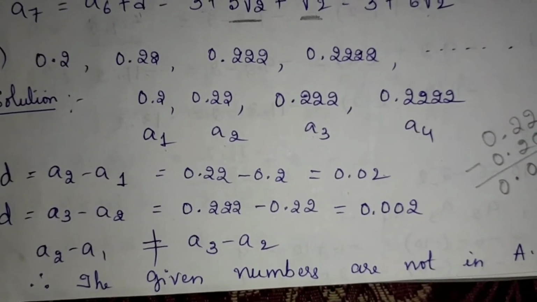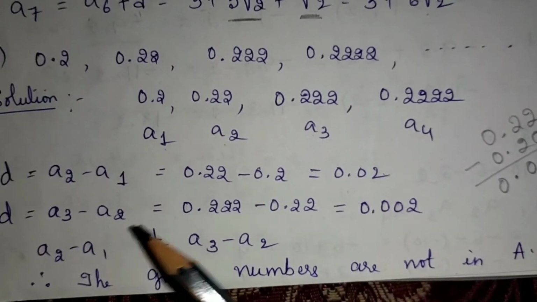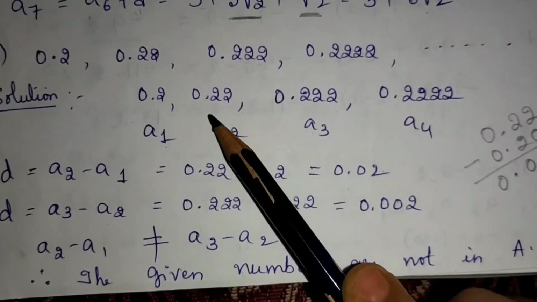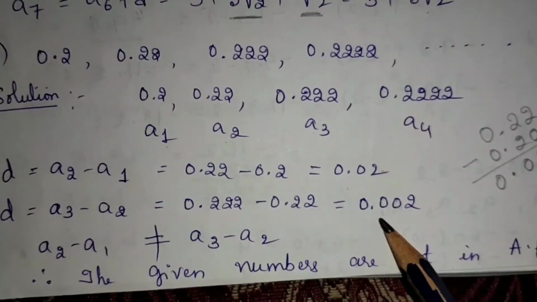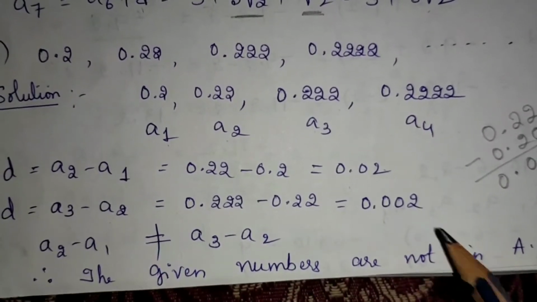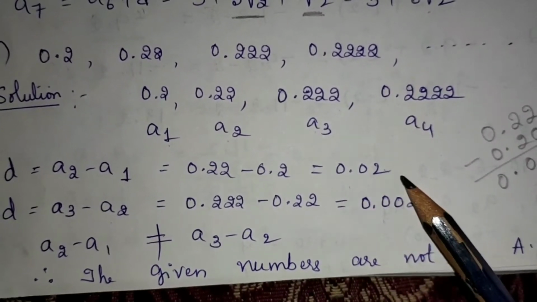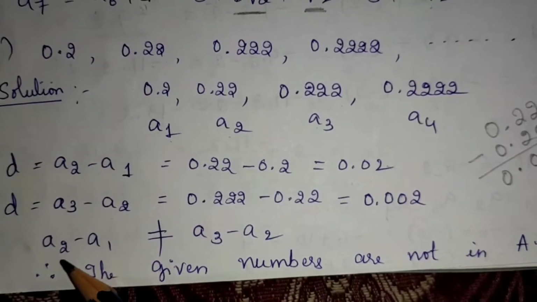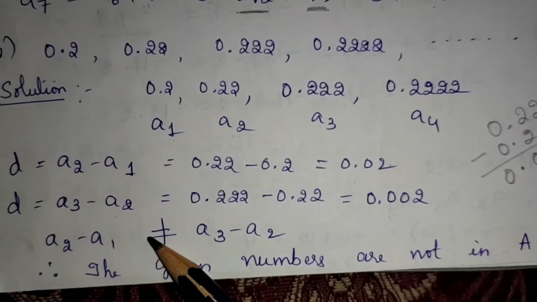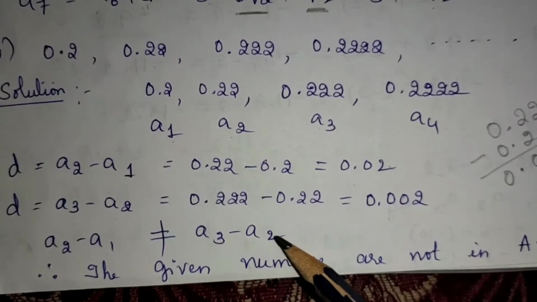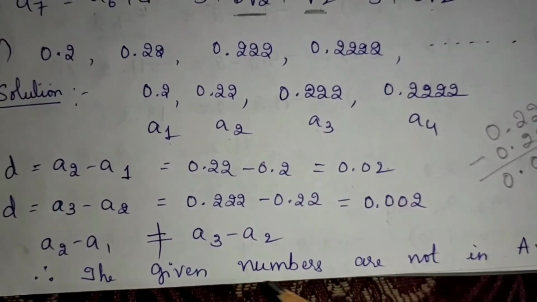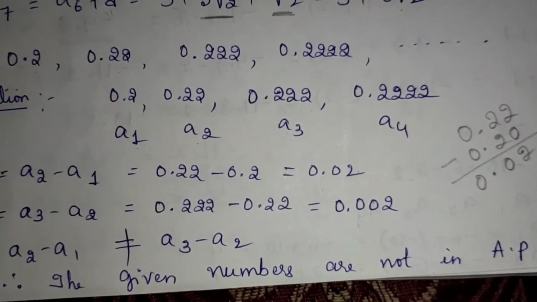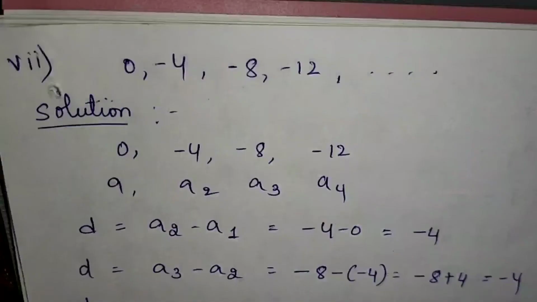Same way, take the difference of third term minus second term. Third term is 0.222 minus 0.22. If you subtract, you will get 0.002. Here 0.02 is not the same as 0.002. Hence, A2 minus A1 is not the same as A3 minus A2. Therefore, the given numbers are not in AP. Since the numbers are not in AP, there is no need to find the remaining 3 terms.